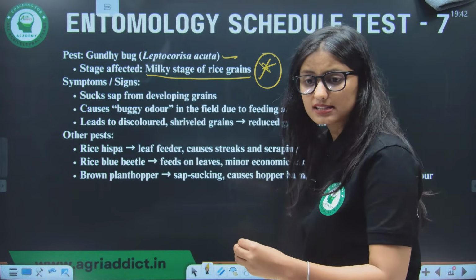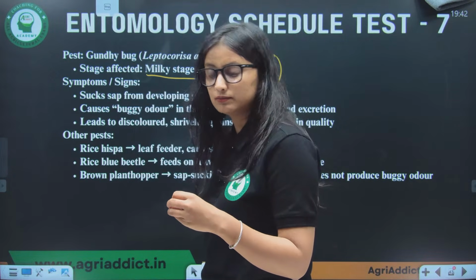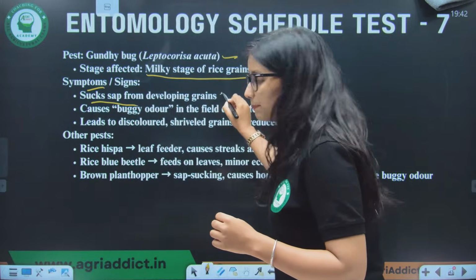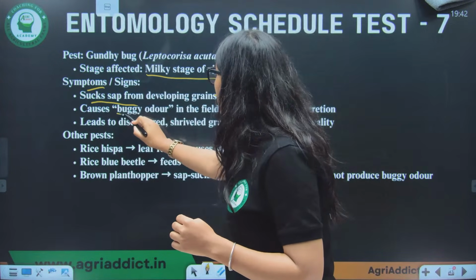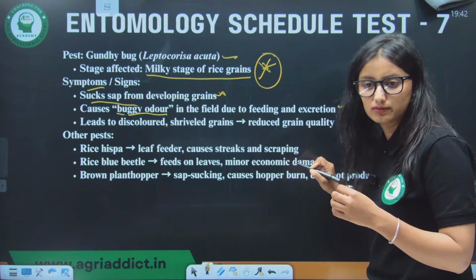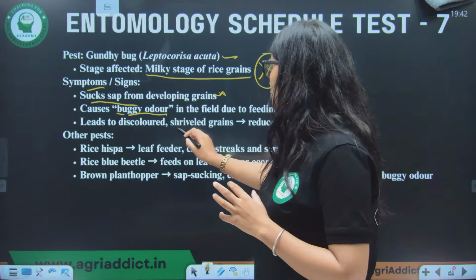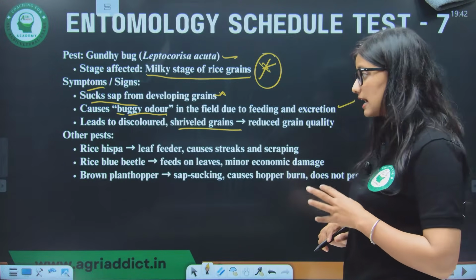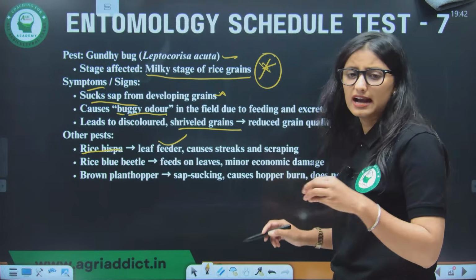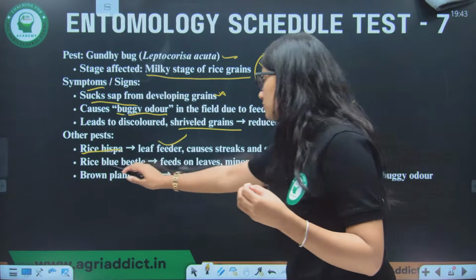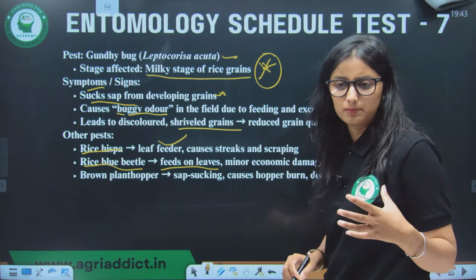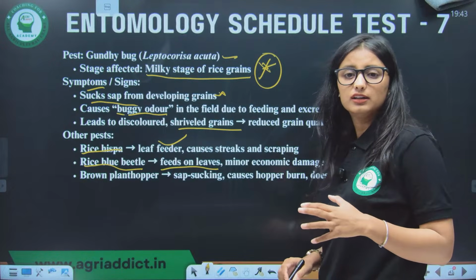So what are the symptoms? Leptocorisa acuta: symptoms are that it sucks sap from developing grains and causes buggy odor in the field due to feeding and excretion. This leads to discoloration and shriveled grain. These are the symptoms. What about other pests? What is rice hispa? This is a leaf feeder and it causes streaks and scraping. And what about rice blue beetle? It feeds on leaves and is of minor economic importance, not a major pest of rice.